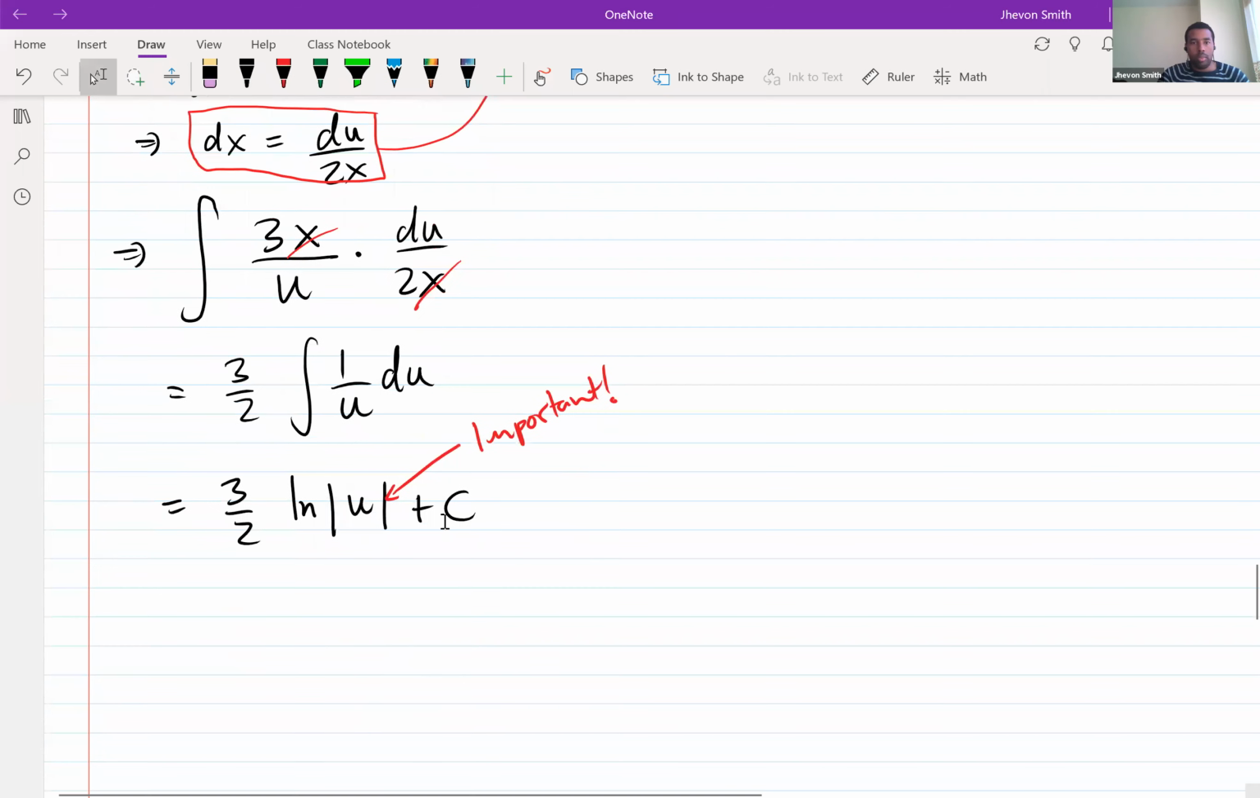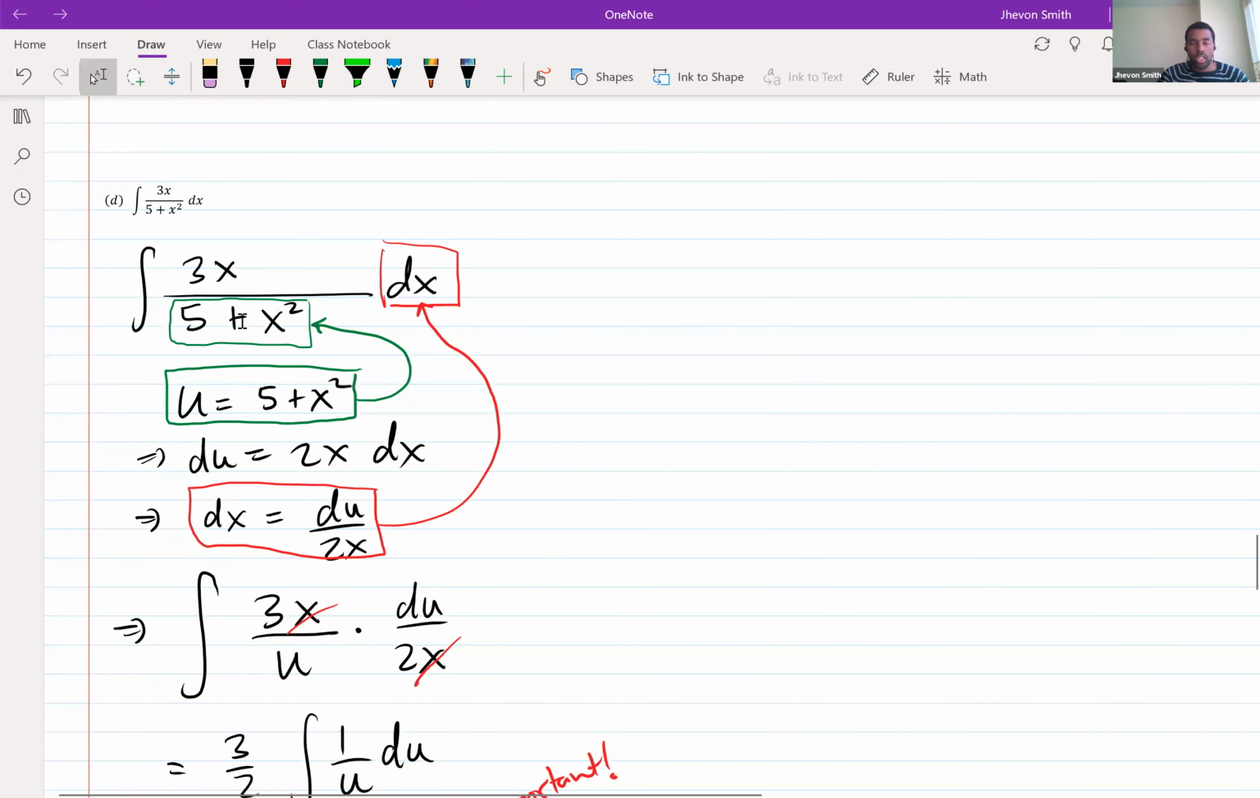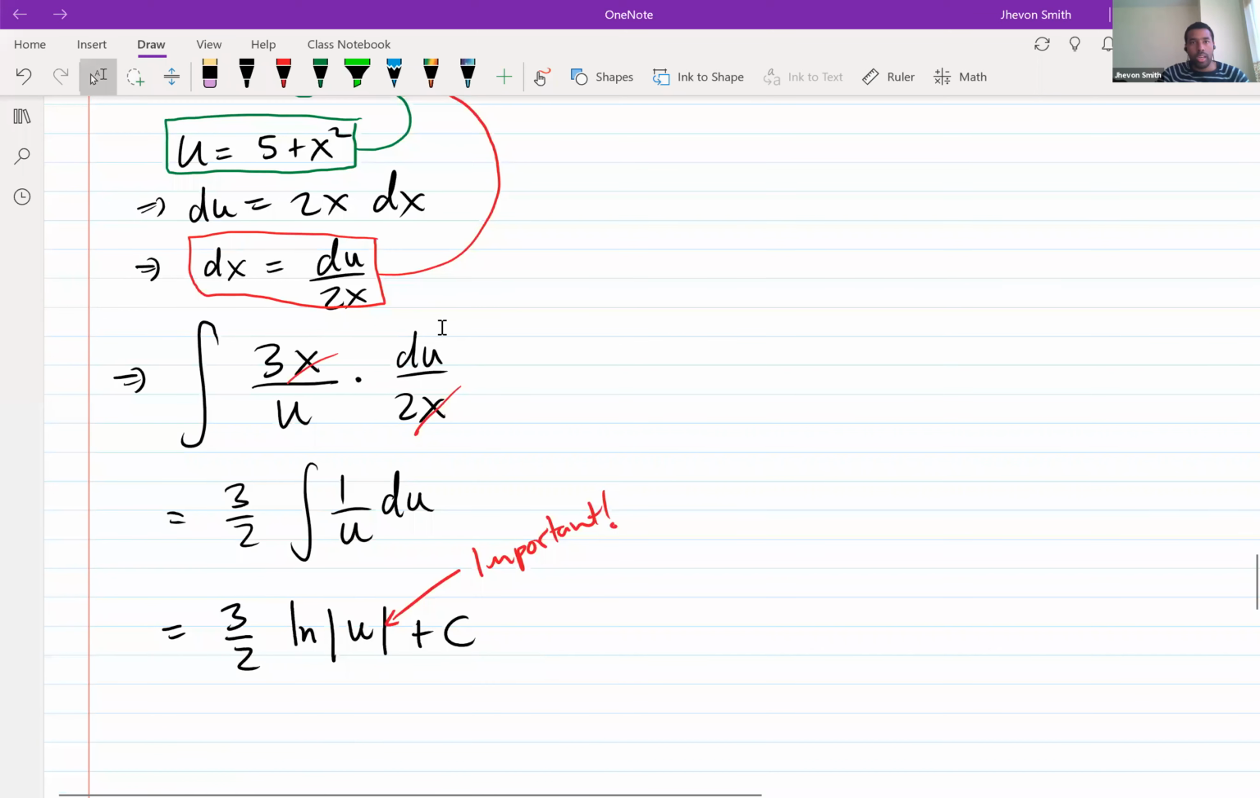And now we do the same thing. So this is the answer, but it's the answer in terms of u's. We always like to give our answers in terms of the original variable, which is the x's. So all we do is plug in our u, which is this guy here. So we're just going to plug that guy in. Then it becomes 3 over 2 ln of absolute value of 5 plus x squared.